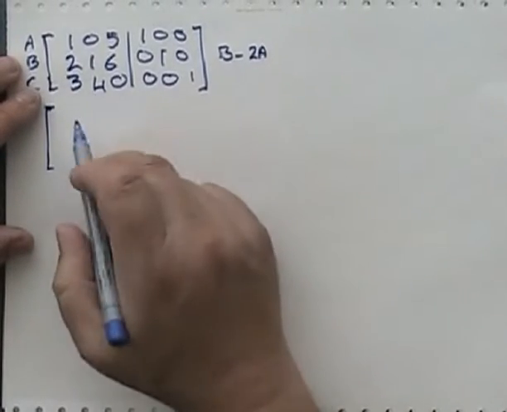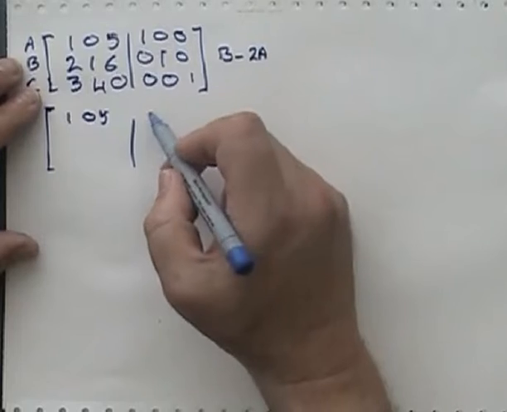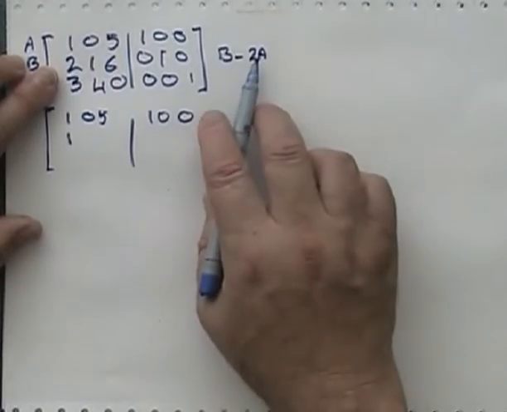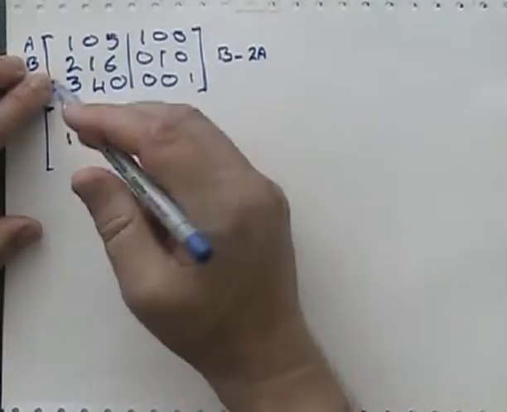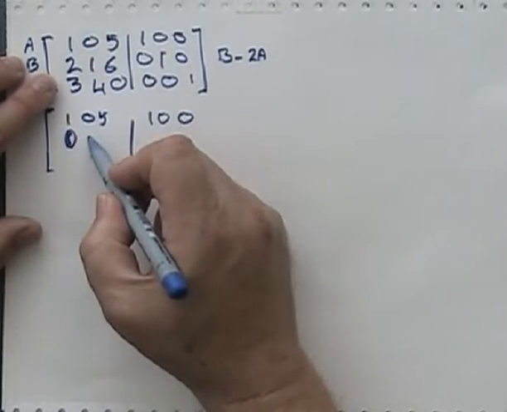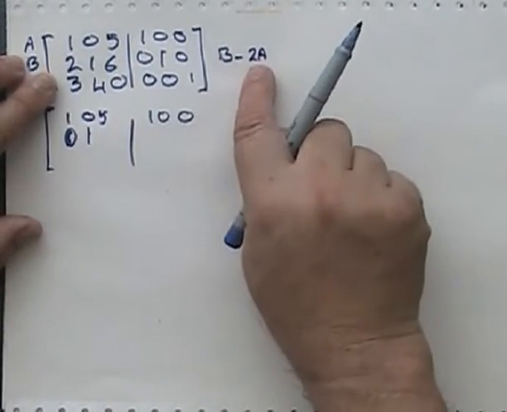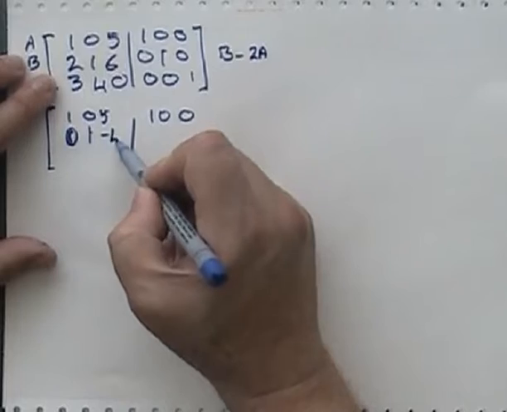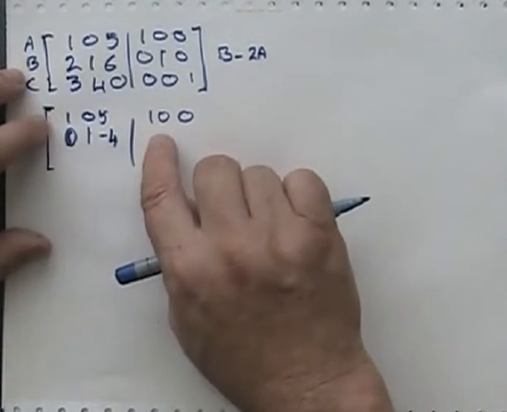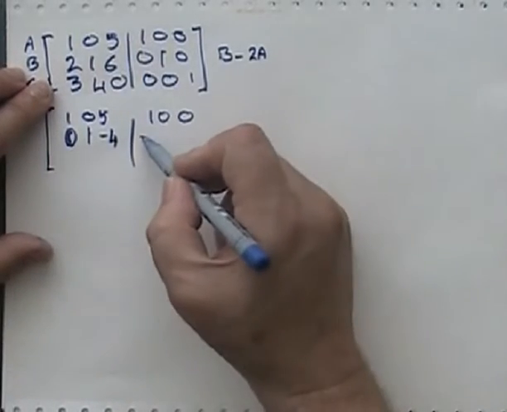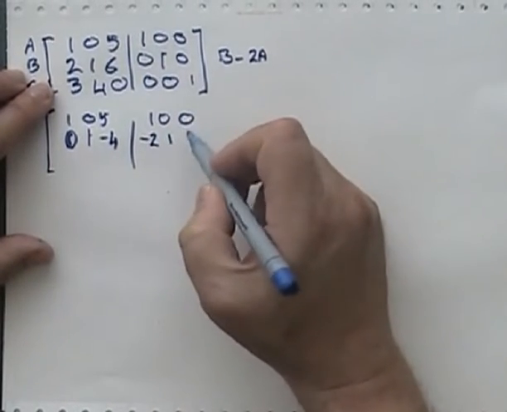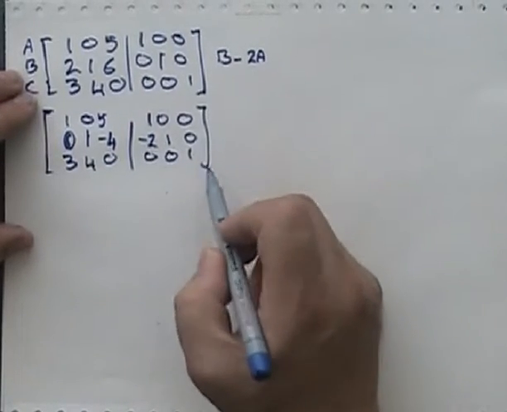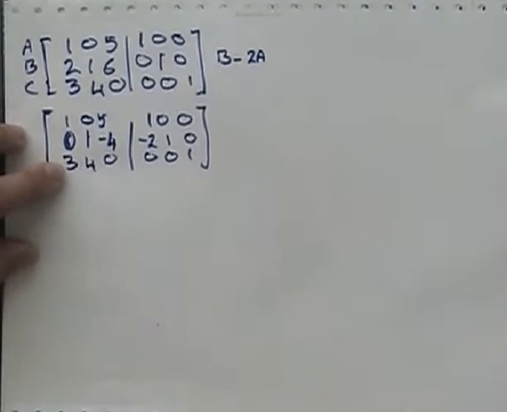In this case, because we're working down, I don't touch row A: 1, 0, 5, 1, 0, 0. That's not changing. B is though. 2 minus 2 times 1 is 0. 1 minus 2 times 0 is 1. 6 minus 2 times 5 is going to be negative 4. And then we do the same across on this side. So 0 minus 2 times 1 is negative 2. 1 minus 0 is 1. And 0. And I haven't touched this row: 0, 0, 1.